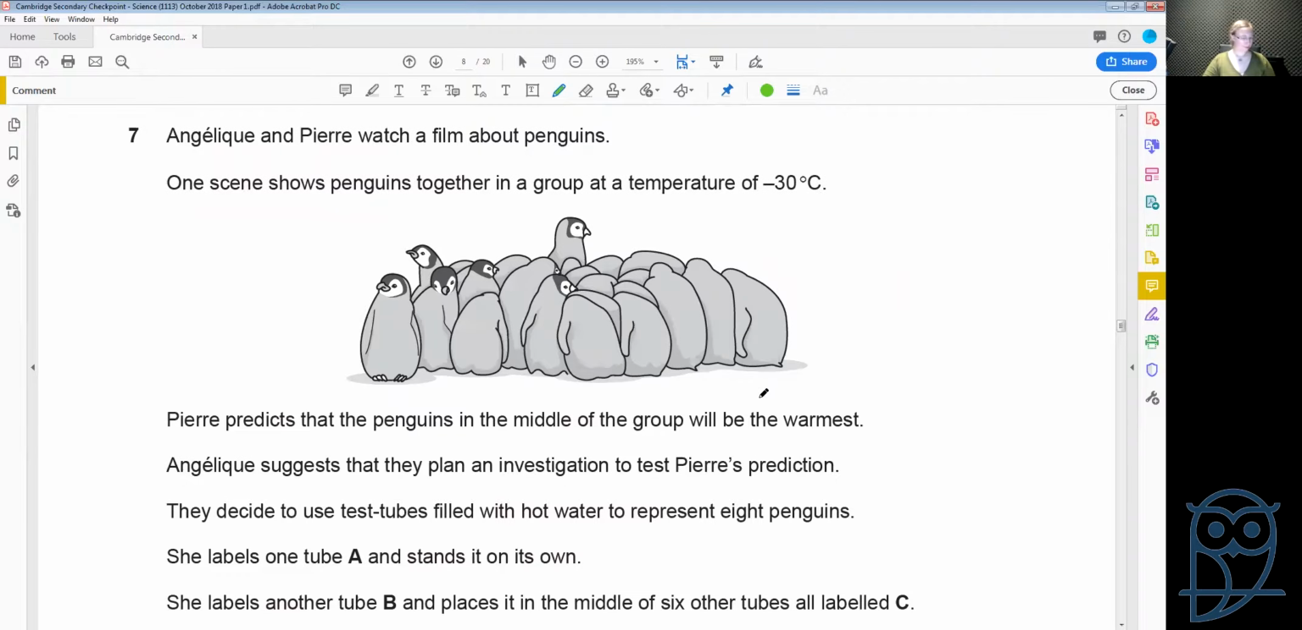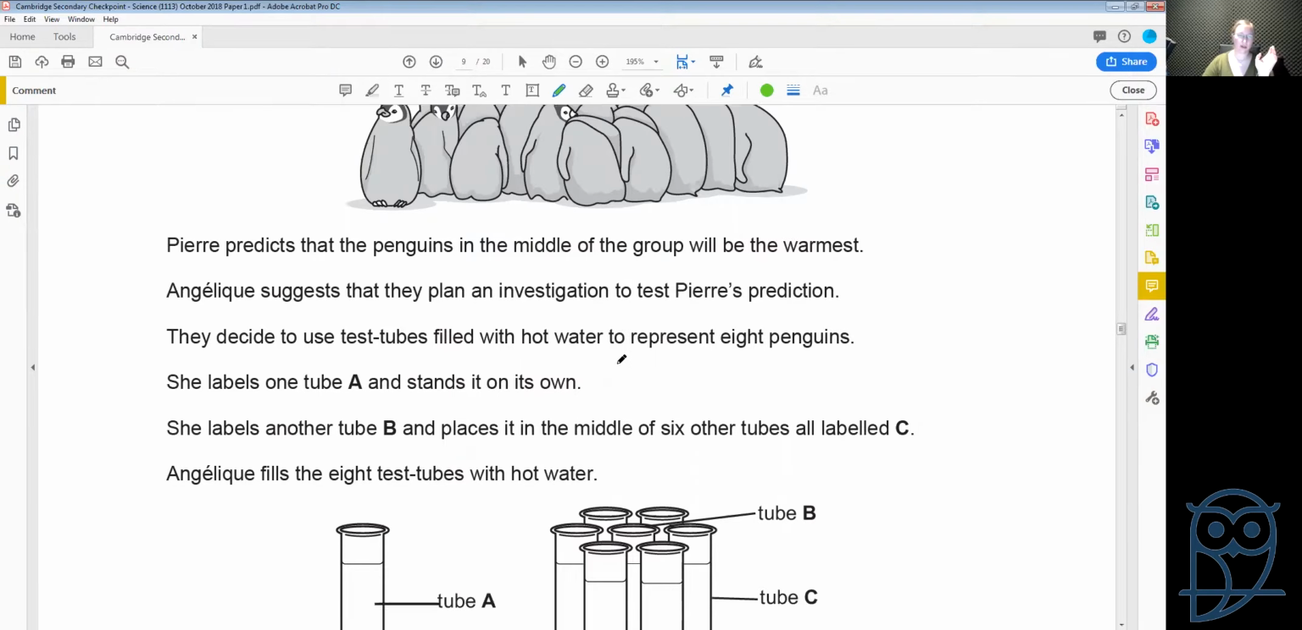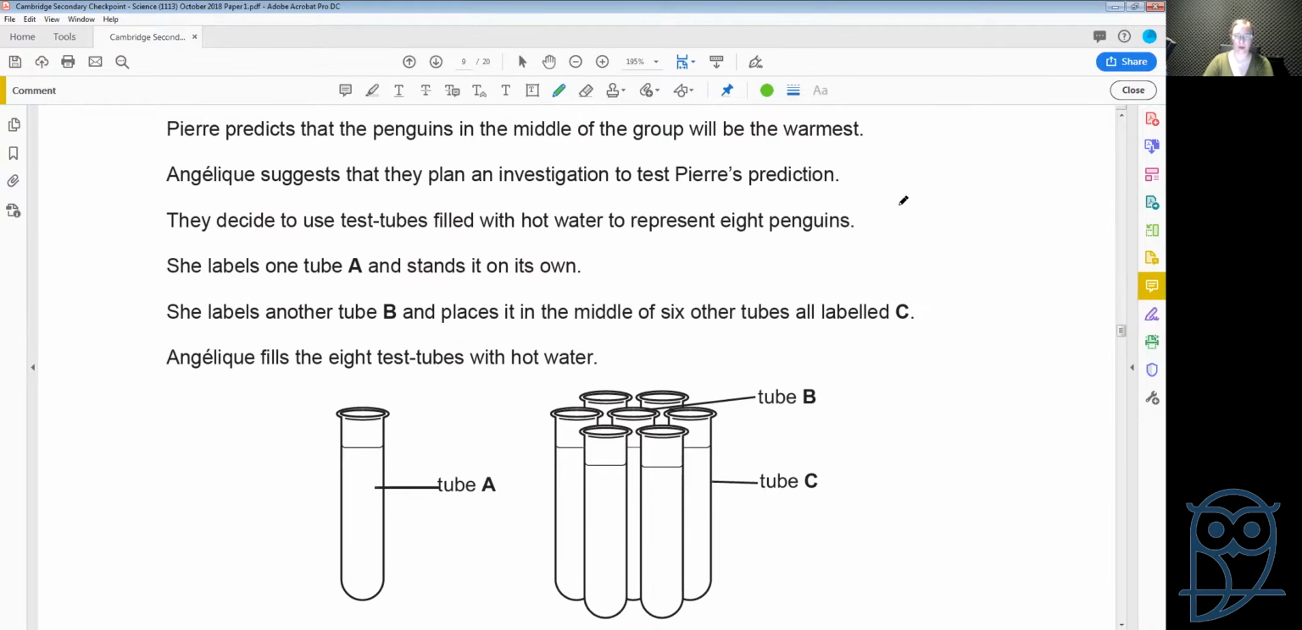So now we get to question number 7. Angelique and Pierre watch a film about penguins. One scene shows penguins together in a group at a temperature of minus 30 degrees. So he predicts that the penguins in the middle of the group will be the warmest. And now they're planning an investigation to test the prediction. So they use test tubes filled with hot water to represent 8 penguins, and then they label them.